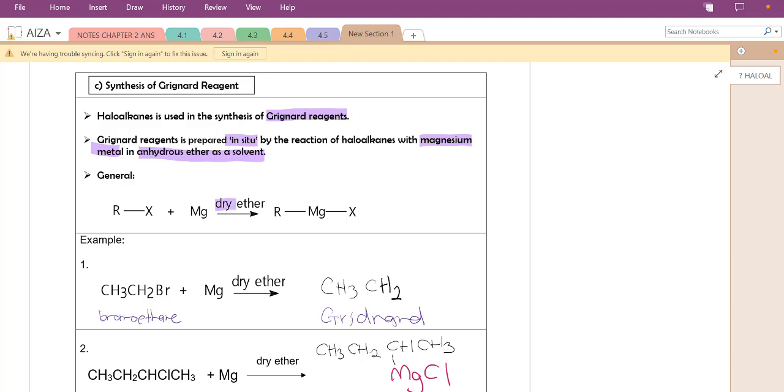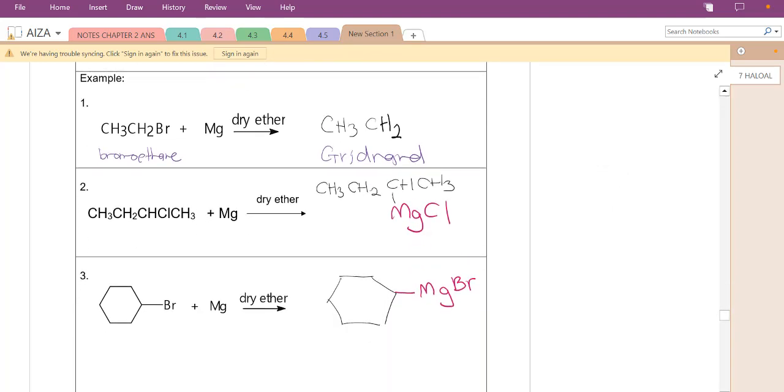Anhydrous means dry ether. So for example, we have bromoethane reacting with magnesium in dry ether. Magnesium will be inserted in between carbon and Br. In bromoethane, the carbon attached to Br is delta plus because Br is a highly electronegative atom, so Br is delta minus.